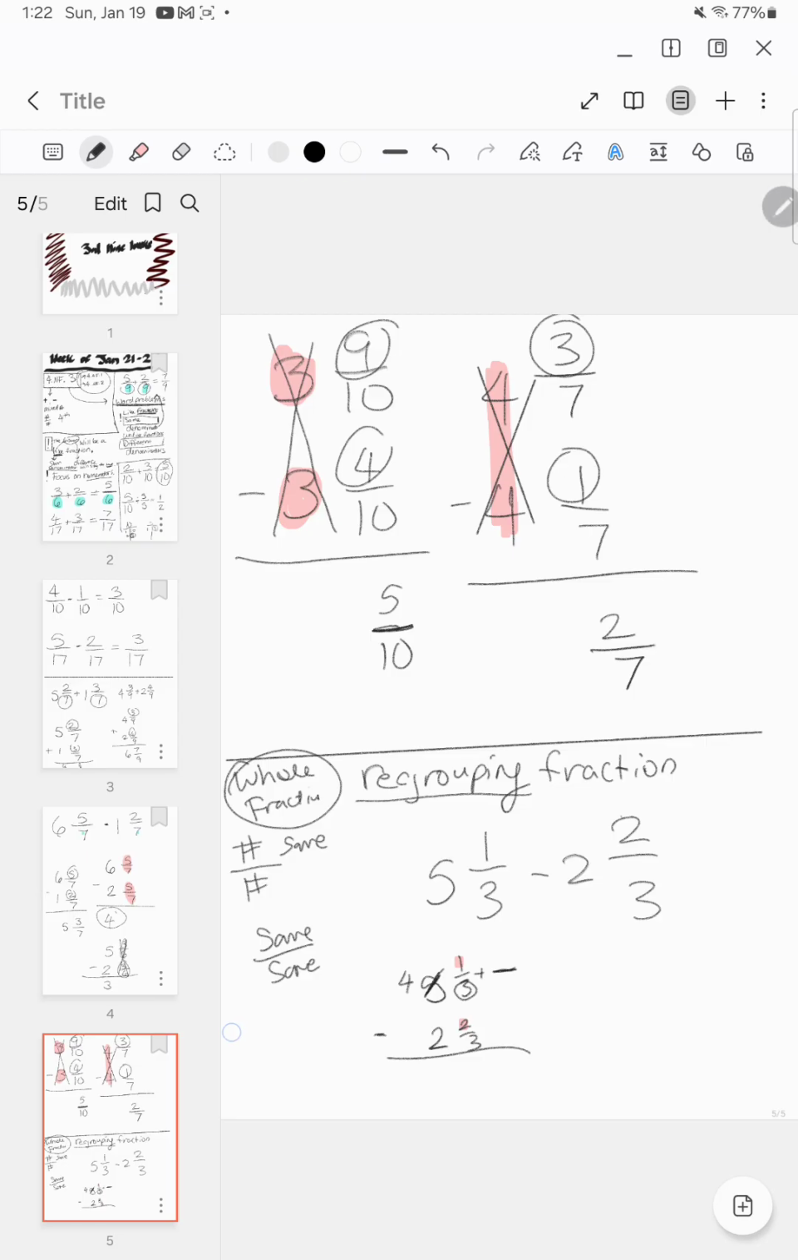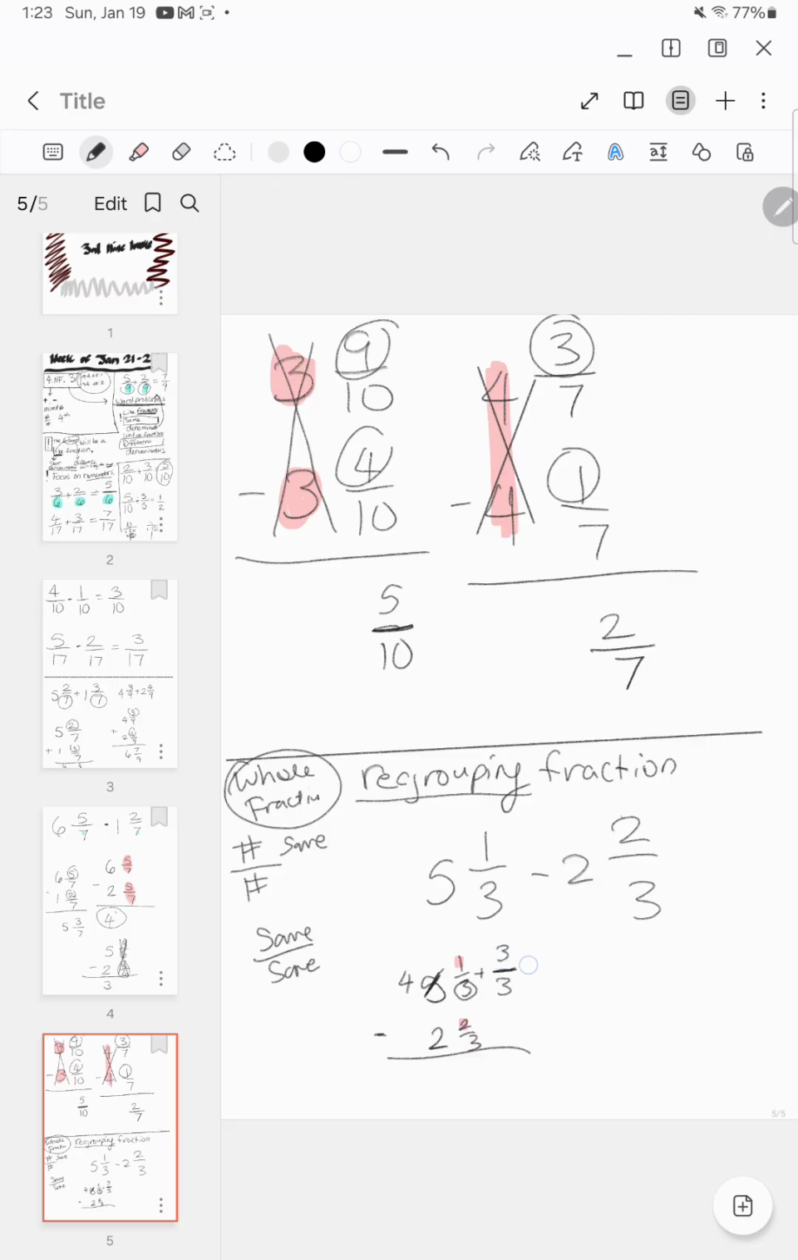It's 3/3 plus 3/3 plus 3/3 plus 3/3. 1, 2, 3, 4, 5. So 5 of those whole fractions, and they just put it together and just made it 5. So we're going to borrow a whole fraction. Now, it has to have the same denominator, so we can only use 3 over 3.